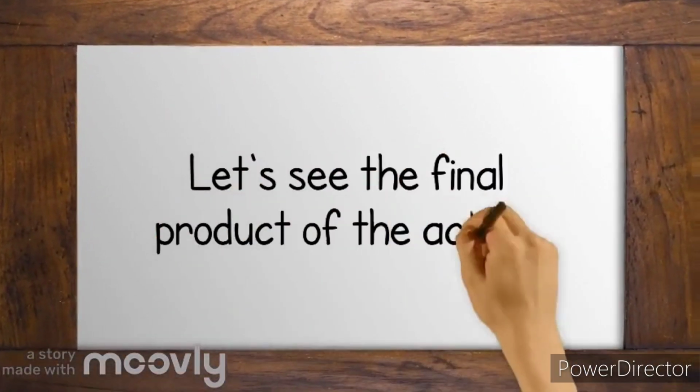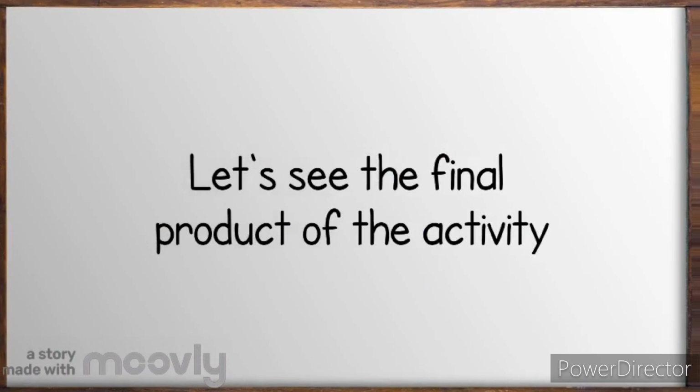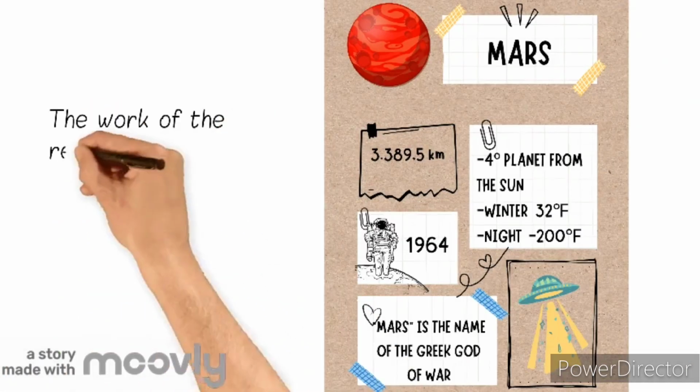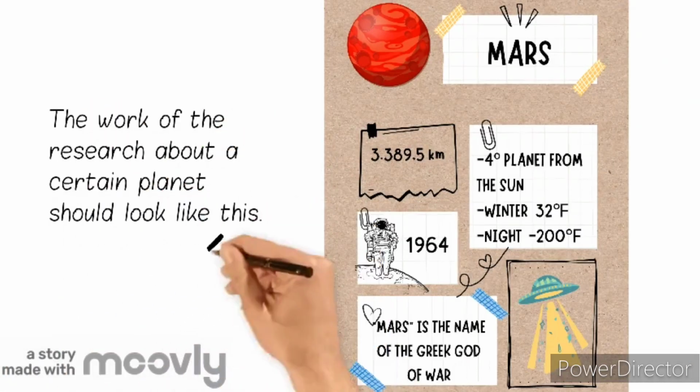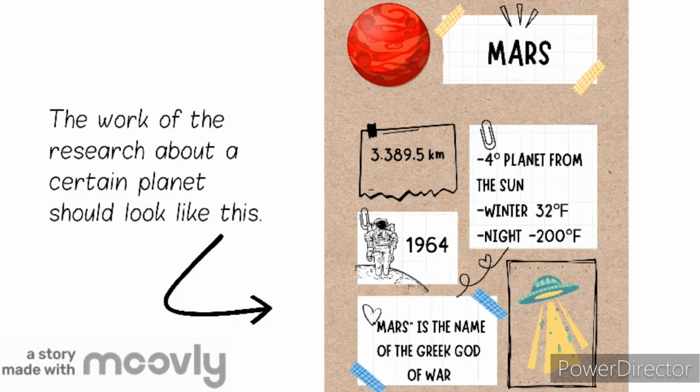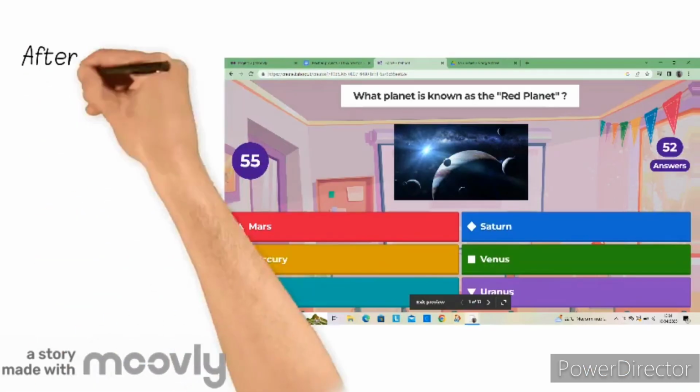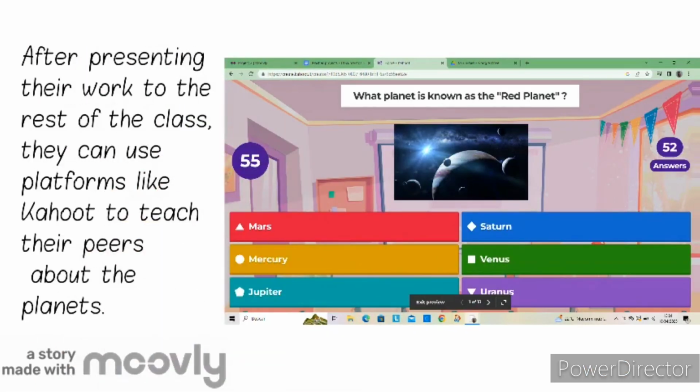Now, let's see the final product of the activity. The work of the research about a certain planet should look like this, which was made on Canva and is about Mars. Then, after presenting their work to the rest of the class, they can use platforms like Kahoot to teach their peers about the planets.